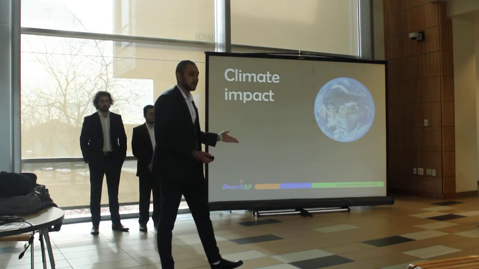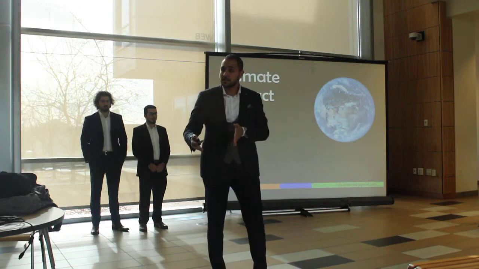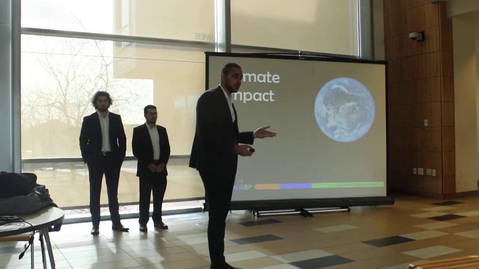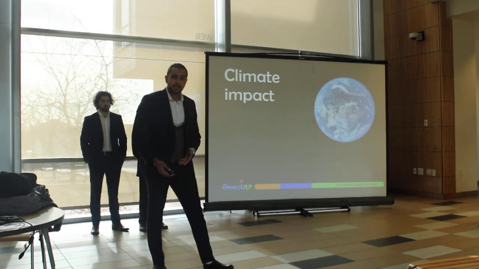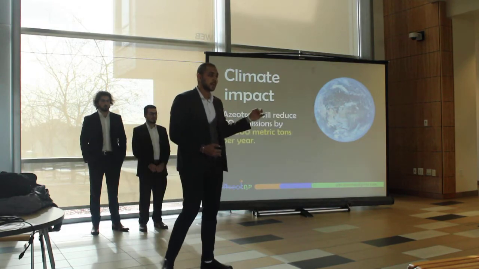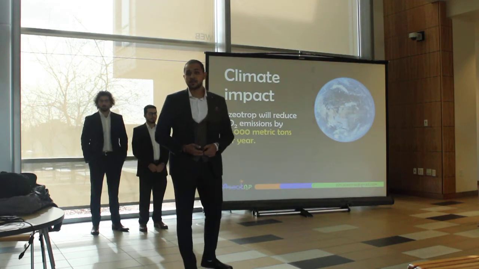So what does Azeotrop do? It takes a 2-step distillation process, makes it 1 step, and reduces the fuel consumption by 30%. This reduces carbon dioxide emissions. So according to our life cycle assessment on climate impact studies, Azeotrop is going to cut down carbon dioxide emissions by 50,000 metric tons per year.